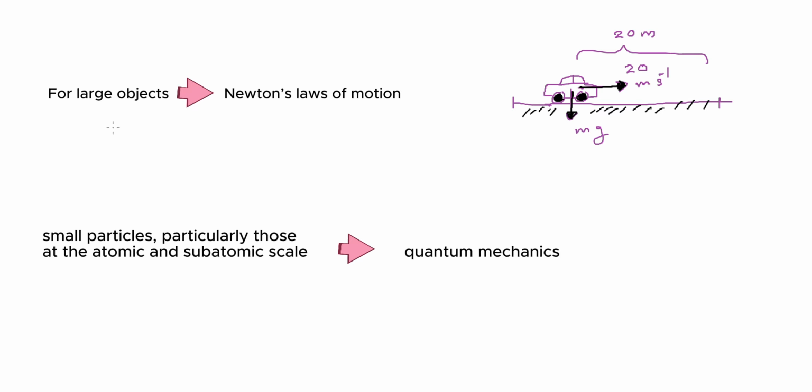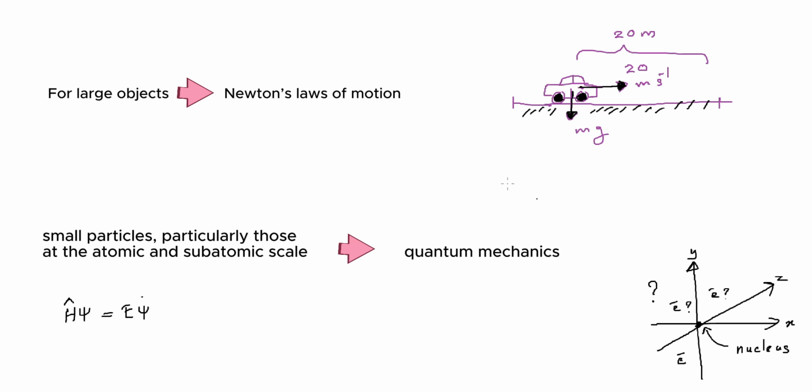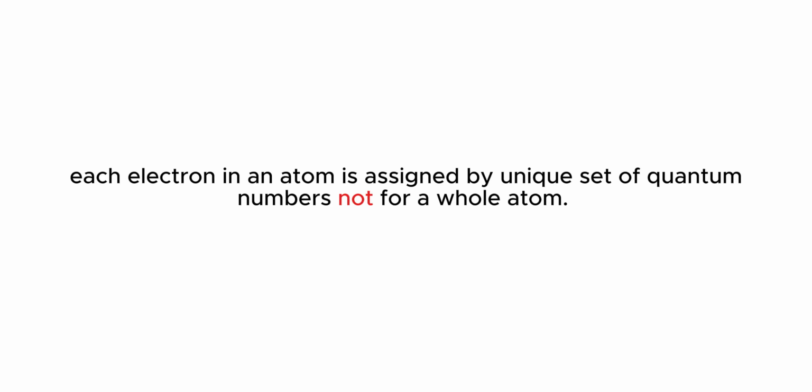To describe the behavior and position of electrons within atoms, scientists rely on Schrödinger's equation, from which the concept of quantum numbers is derived. Next, we should understand that each electron in an atom is assigned a unique set of quantum numbers, not for a whole atom. In general, a set of quantum numbers describes the quantum state of a single electron in an atom. Let's look at an example.